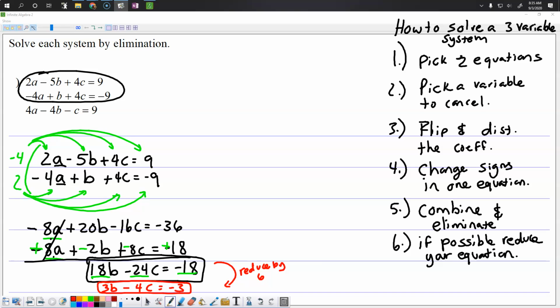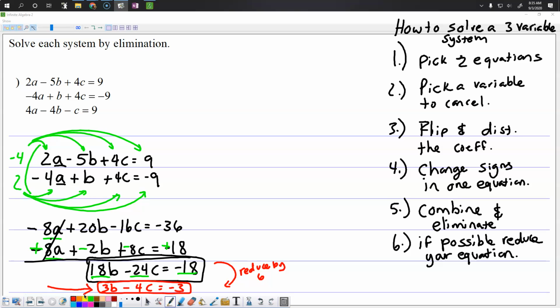Now, just a fair warning, guys, these problems take a lot of work, okay? We're not there yet. Here's my goal, though. I want to solve this 3-variable system, right? Well, the first thing we have to do is turn it from being a 3-variable system into a 2-variable system. And I'm halfway there.